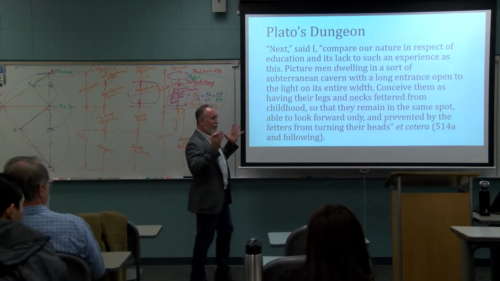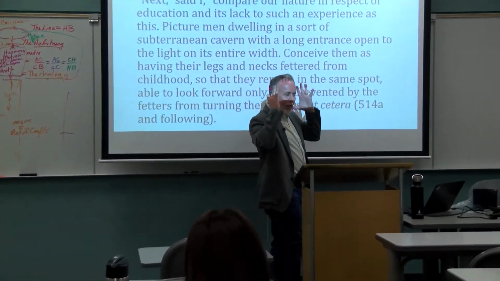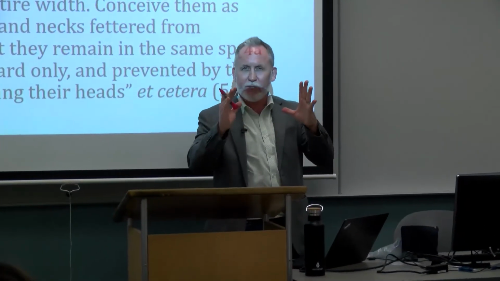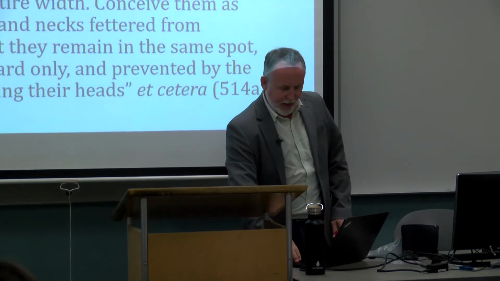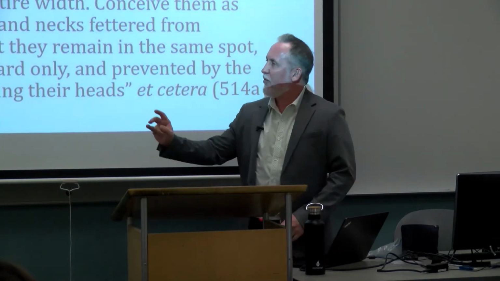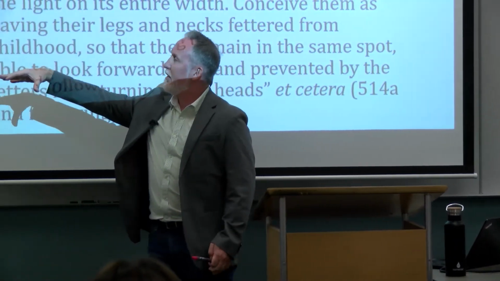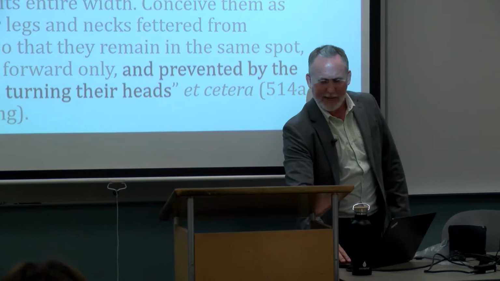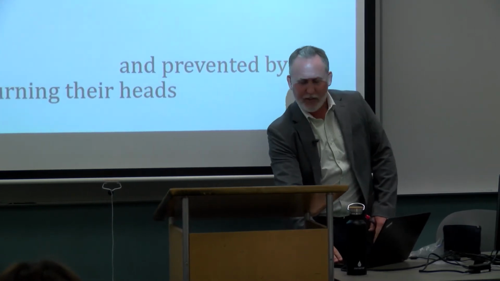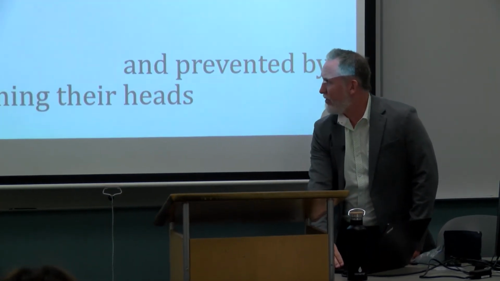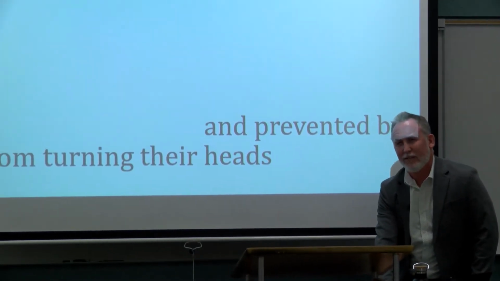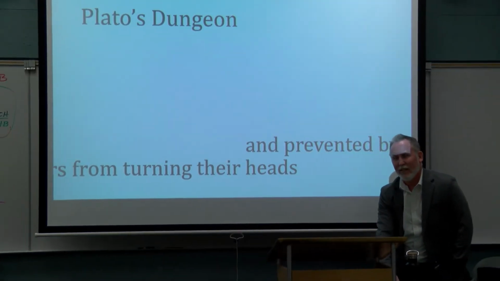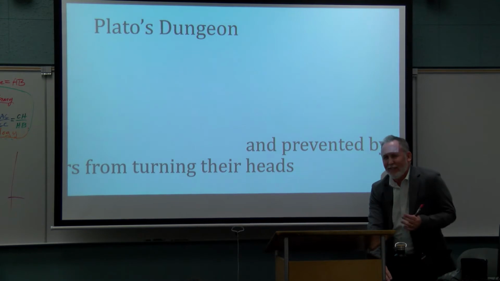This not being able to turn their heads, being chained and compelled to look in a certain direction, is how this all fits within the analogy of the divided line and this issue about science. So this is the big thing: their heads are prevented from turning. This is the key point about the allegory of the cave, or the allegory of the dungeon.